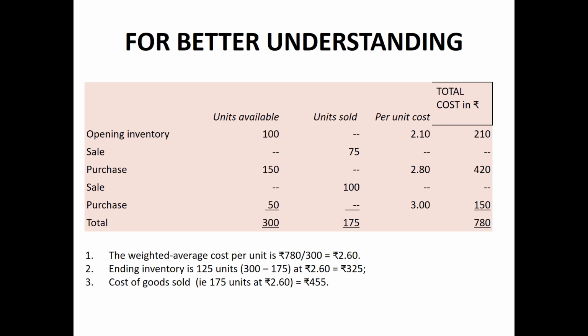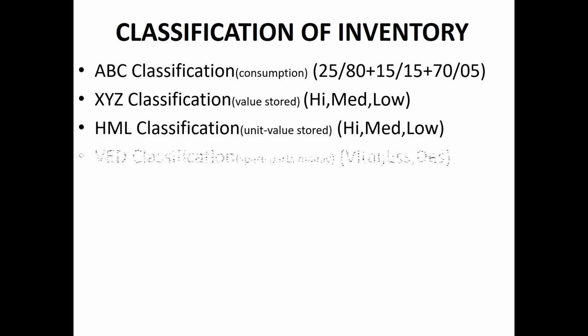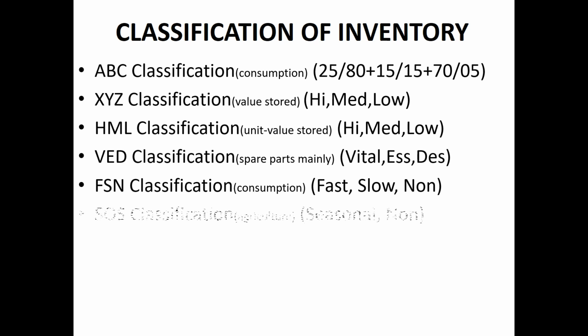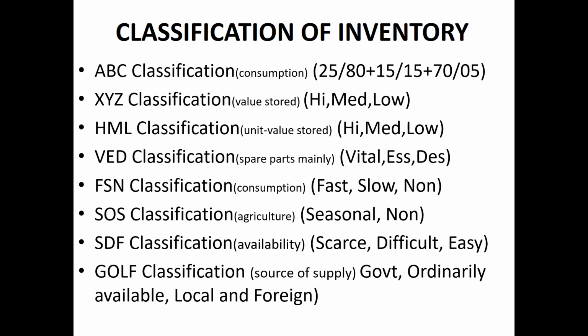For better understanding, this is an example: the opening inventory, the purchases, the units that are sold, the units available, and the per unit cost. The miscellaneous topics: this is the classification of inventory, the ABC, XYZ classification, HML classification. It's a lot of classification that local companies do.